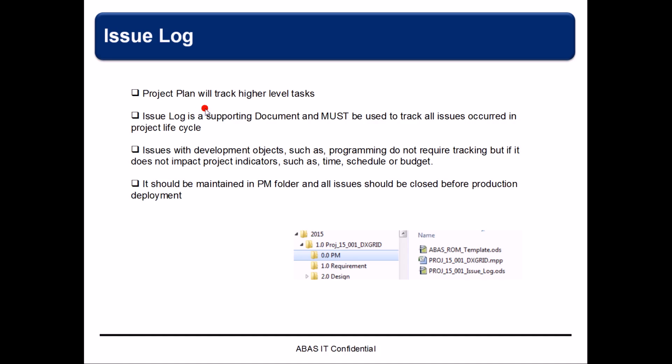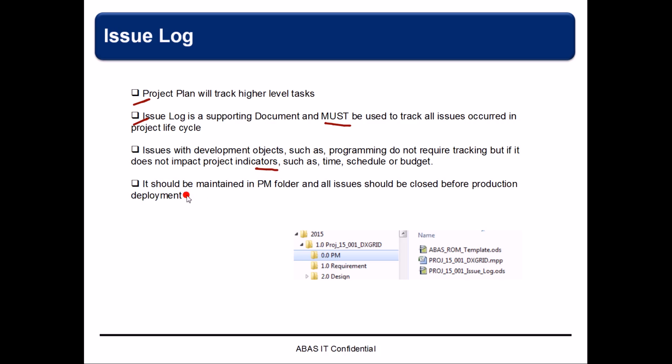And the project plan that we have will track higher level tasks, right? What are the different aspects to it, and I'll go into the project plan in a minute. Then the issue log, which is a supporting document, must be used to track all issues that occurred in the project lifecycle. Issues with development objects such as programming, we do not require tracking, provided that they do not impact the project indicators such as time, schedule, or budget. If they do, then we need to track them in the issue log, and we need to address them.